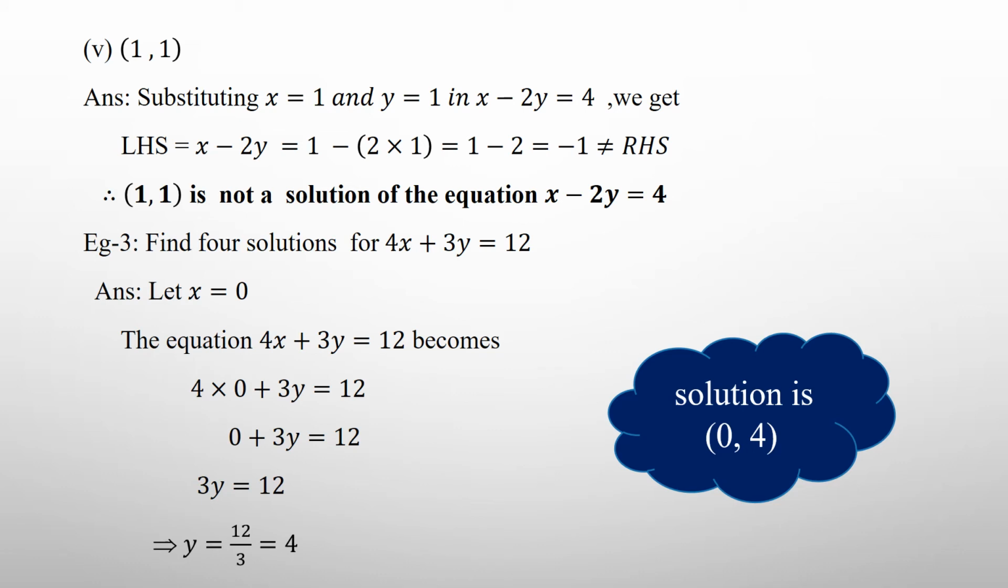Example 3. Find 4 solutions for 4x plus 3y is equal to 12. Here, let us take x is equal to 0. So, our equation will be 4 into 0 plus 3y is equal to 12. From that, 3y is equal to 12 and y is equal to 4. Therefore, we can say when x is equal to 0, the value of y is 4 and the solution of the equation is (0, 4).